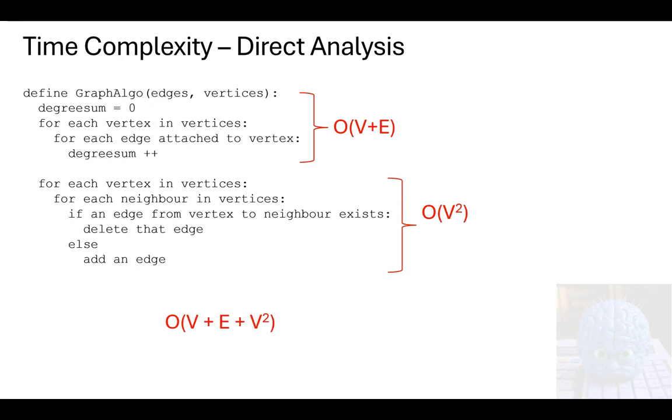Now let's consider how we combine these. We've got v plus e plus v squared, and we know that e and v are somewhat independent. We can't say that one is always going to be bigger or smaller than the other. However, we do know that v squared is always going to be bigger than v. So we can drop the v term and end up with just e plus v squared.